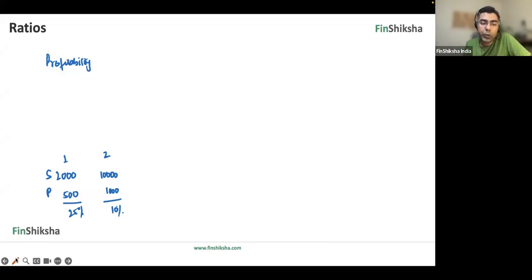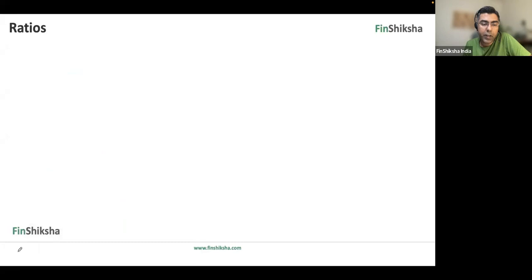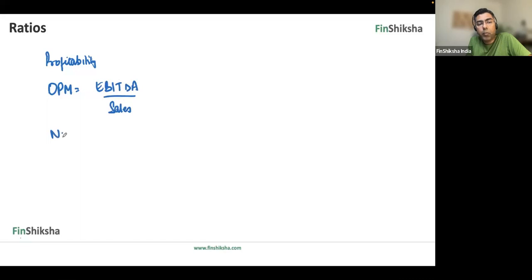We have profitability ratios. So let's actually erase all of this. Let's try and write this again. We have profitability metrics or ratios that would come up. These would typically be EBITDA margin, or what is called operating profit margin, calculated as earnings before interest, tax, depreciation, amortization divided by sales. You will have net profit margin, which is calculated as net profit divided by sales. For every 1 rupee of sales, what is the EBITDA that you're generating? What is the net profit that you're generating is what is being covered here.